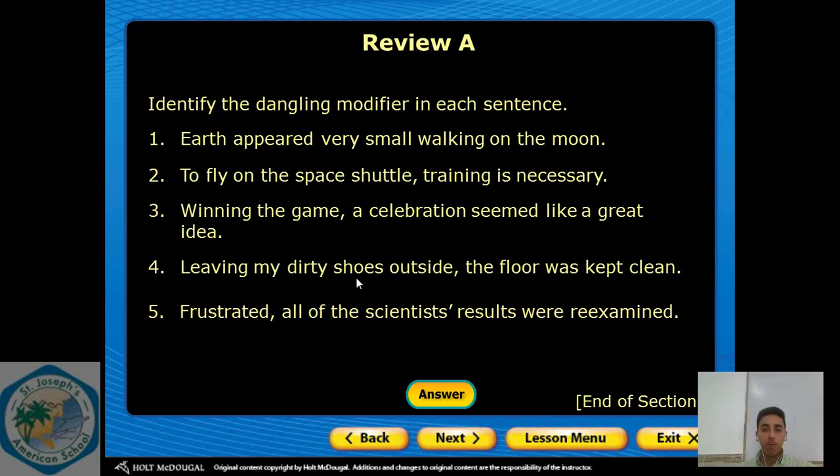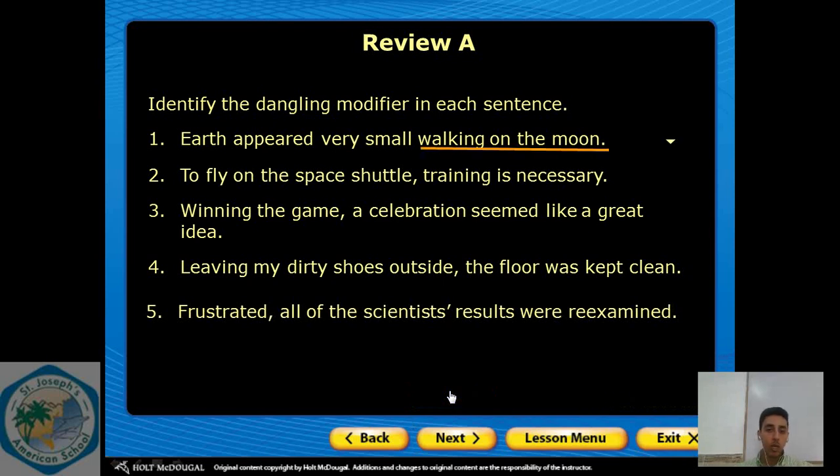Earth appeared very small walking on the moon. No, I don't like this one. Here we are just finding the dangling modifiers. Who is walking on the moon? Earth? No. To fly on the space shuttle, training is necessary. Training is necessary for, where are the astronauts?